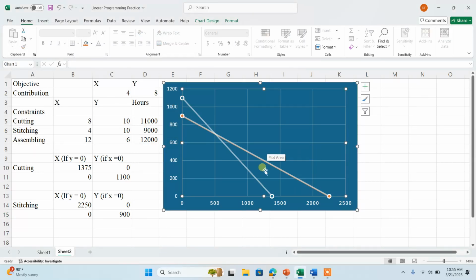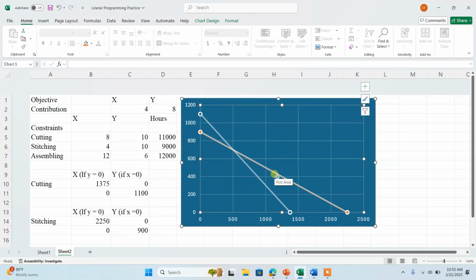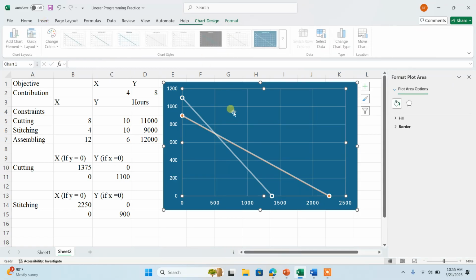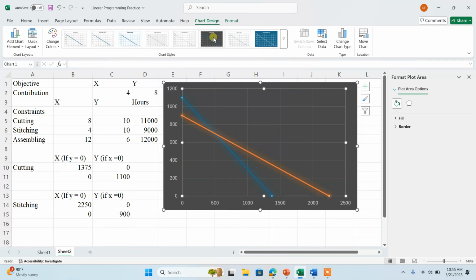And now you can see that the second line, the orange line, shows up. Let me see if I can change the color so that it may be easily visible. Yes, now it's visible. Okay, the orange line actually shows the stitching department constraints.